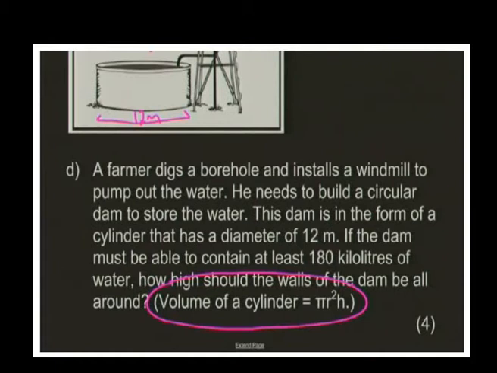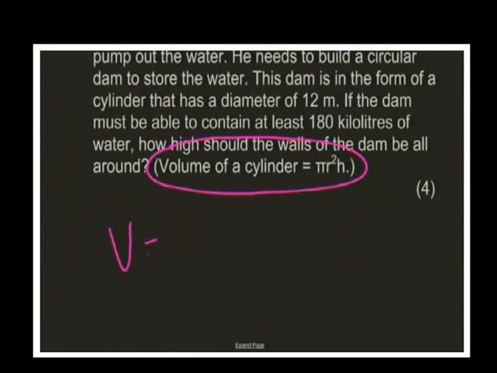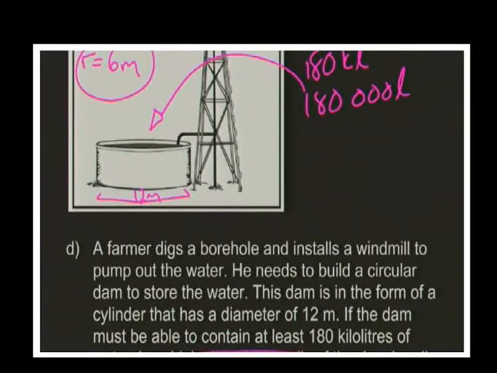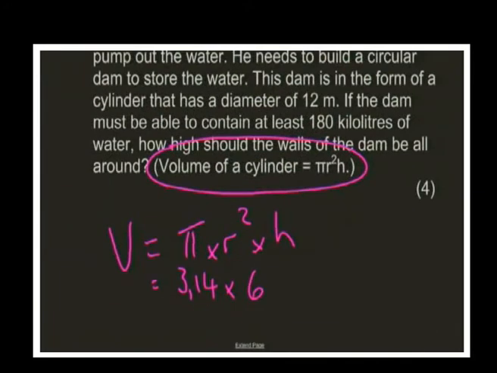So let's work it. Volume equals pi times r squared times h. For pi I'm going to use 3.14. What's the radius of my dam? The radius of my dam is 6 meters, so let's slap that in there straight away: 6 meters squared times the height of my dam. What's the height of my dam? That's the question, that's what we've got to work out. So for now, I'm going to call the height h, because h stands for height.